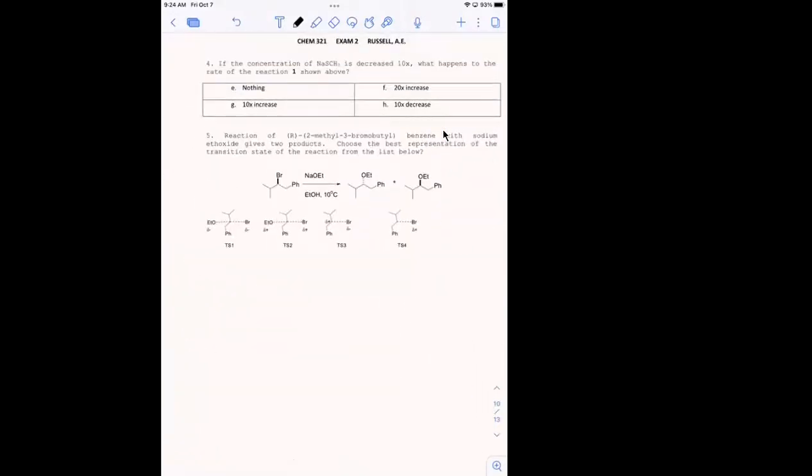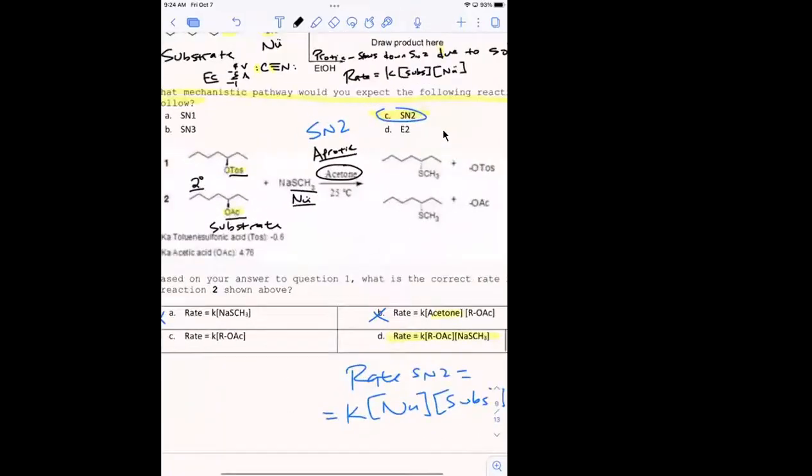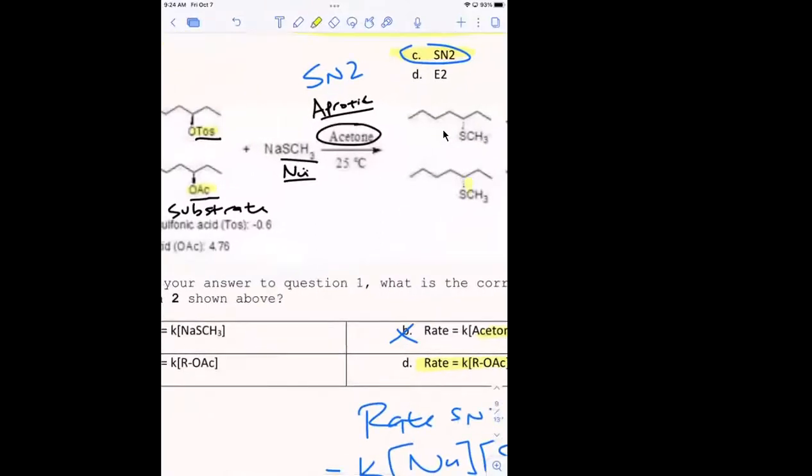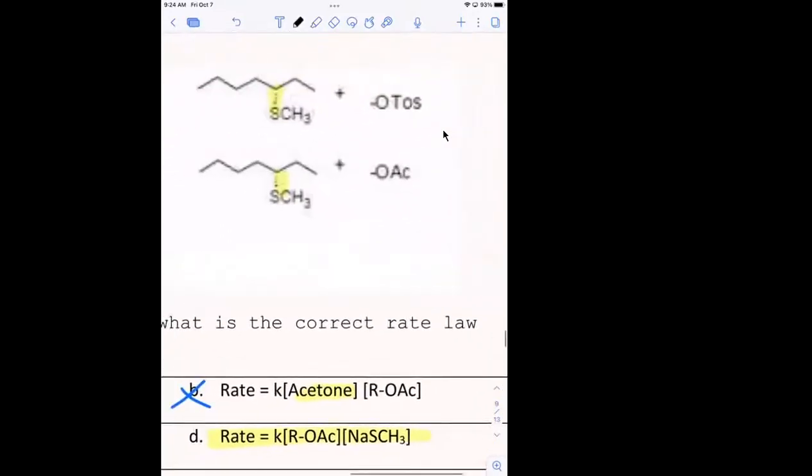So here, it's asking about that reaction that's up top. So I'm going to go back and recap that. We had these two substrates with different leaving groups, and we said that it was SN2 because the solvent was aprotic. The substrate was secondary, had a good nucleophile, and you can see also here the inversion of stereochemistry. I don't think we talked about that on Wednesday, but we also see inversion, which is common for SN2.